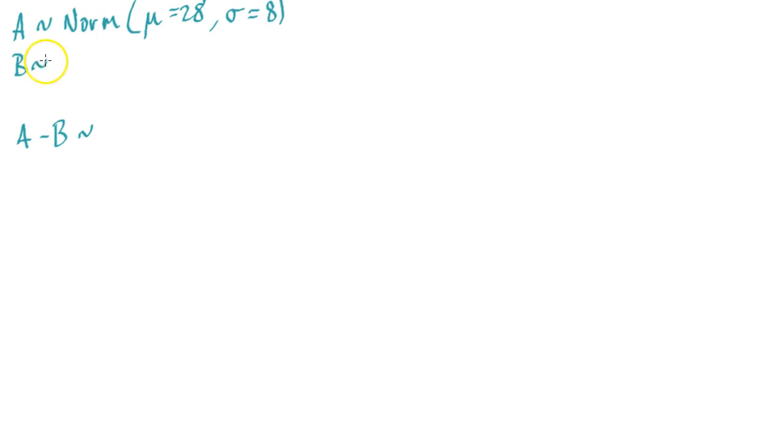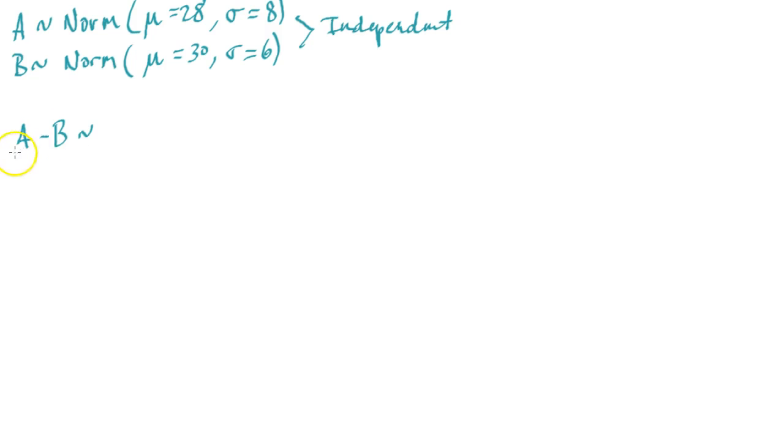And Bob has a normal distribution with a mean of 30 and a standard deviation of 6. What's nice is we need this piece of information: we need to know that they're independent. Anne and Bob's scores are independent of each other, so we can determine the distribution of A minus B, and this would be normally distributed.